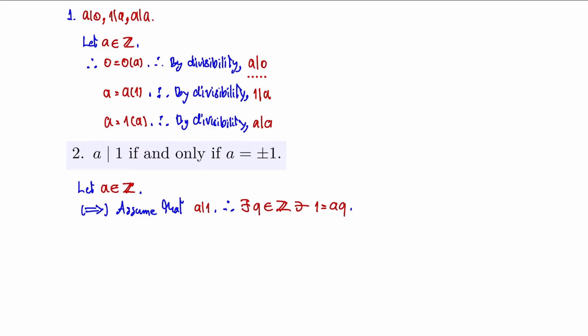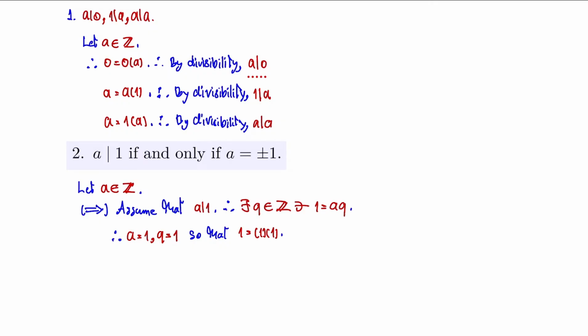So we're going to have a must be 1, q must be 1, right? So that 1 equals 1 times 1. Okay, so that's what we have right here.